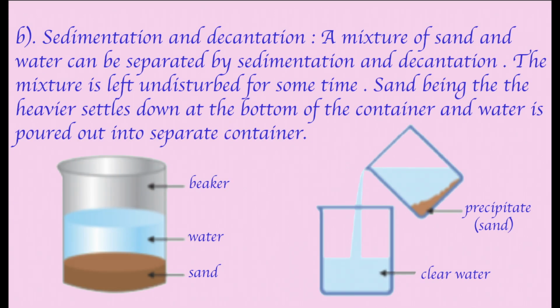Second is sedimentation and decantation. A mixture of sand and water can be separated by sedimentation and decantation. The mixture is left undisturbed for some time. Sand, being the heavier, settles down at the bottom of the container and water is poured out into a separate container. Here is the diagram to show the process.